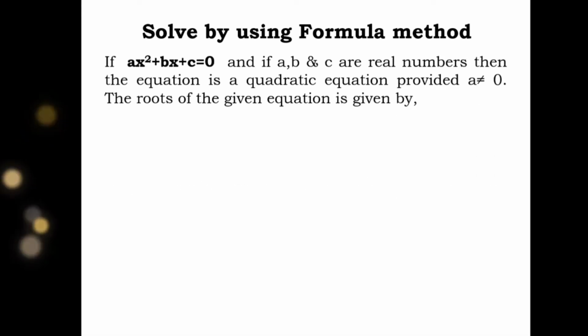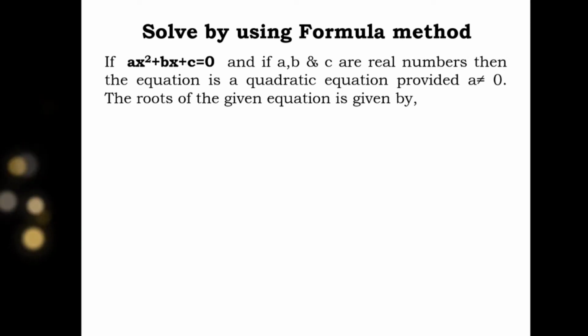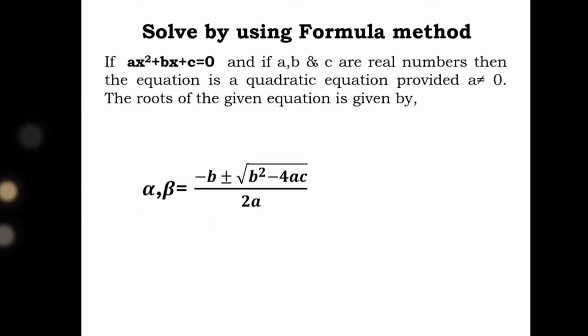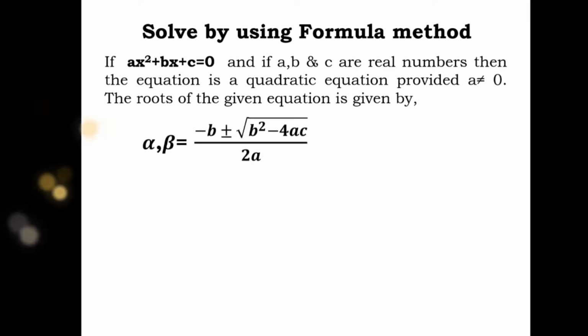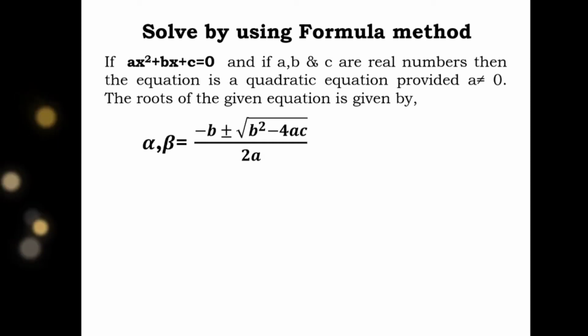Try to understand solving the quadratic equation by using the formula method. Let's go ahead. If you have ax squared plus bx plus c is equal to 0, and if a, b, and c are real numbers, then the equation is a quadratic equation provided a is not equal to 0. The roots of this given equation are given by alpha, beta. Since there are two roots, one is alpha, the other is beta, equal to minus b plus or minus square root of b squared minus 4ac, divided by 2a.